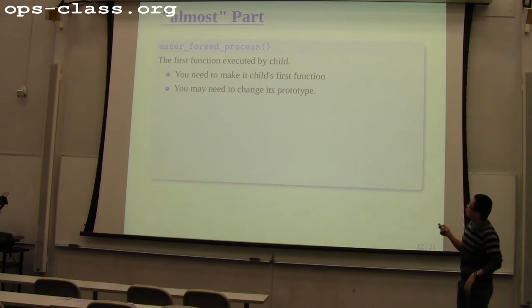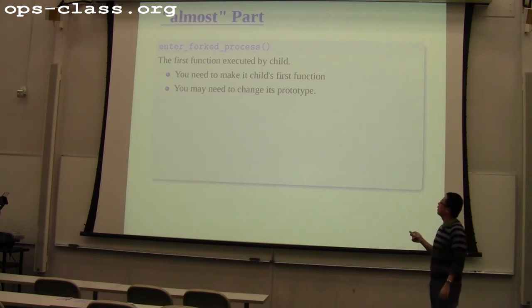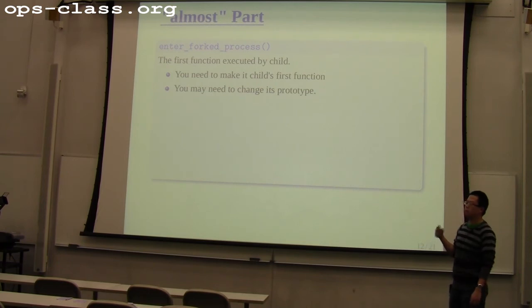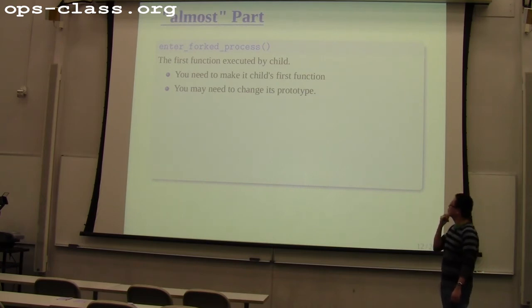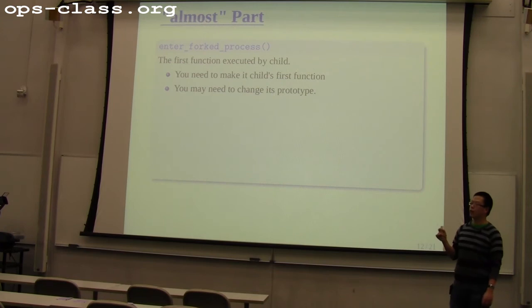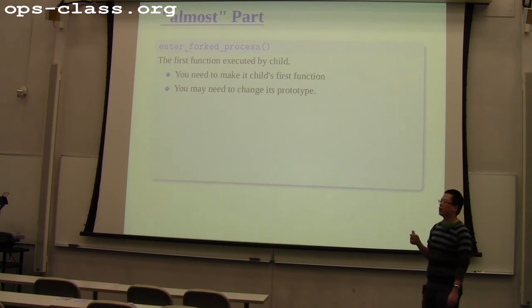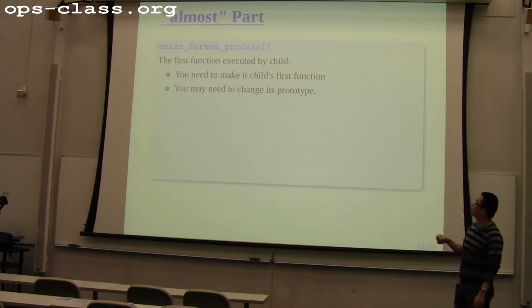There is one function called enter forked process. As the name indicates, it's supposed to be the first function of the child. Just that the prototype of this function is not quite correct. Thread fork actually expects an entry point that accepts two arguments, right? One is a void star, another maybe an unsigned long. And this function only accepts one. So you want to modify this function so that it takes two arguments.